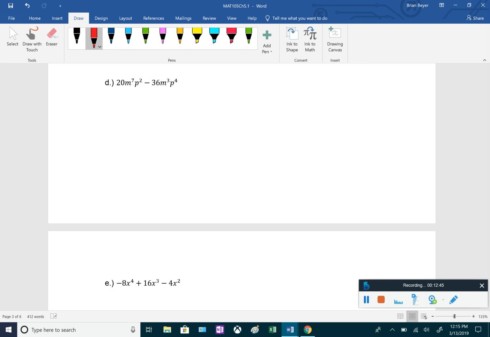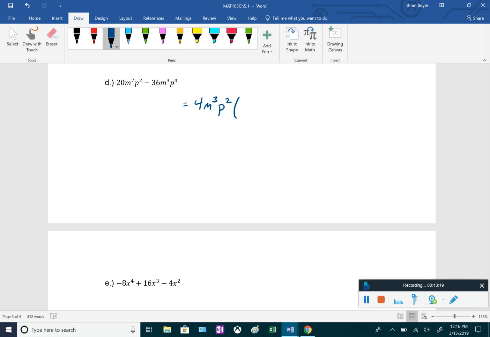And next one, 20m to the 7th p squared minus 36m cubed p to the 4th. So we have three different types of factors here. We have a coefficient, an m, and a p. For the GCF of 20 and 36, that's going to be 4. The GCF of m to the 7th and m cubed is the smallest exponent, m cubed. The GCF of p squared and p to the 4th is p squared, smallest exponent. And then we have to think about what's left over.